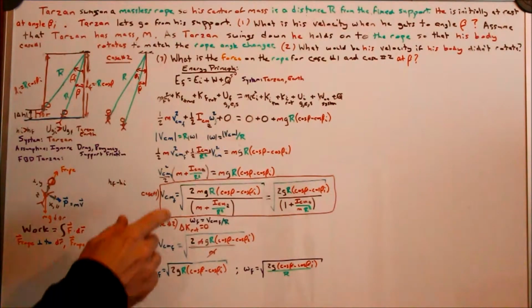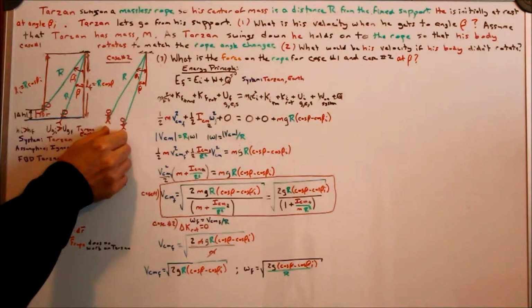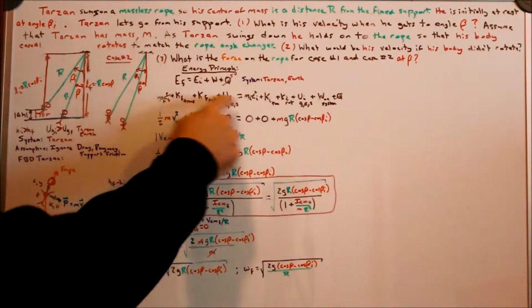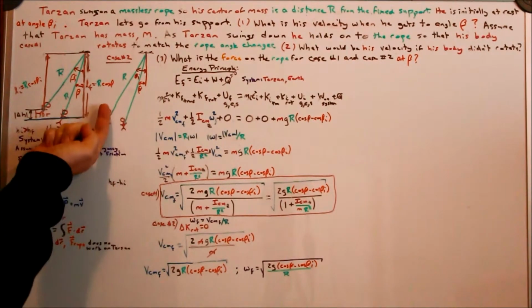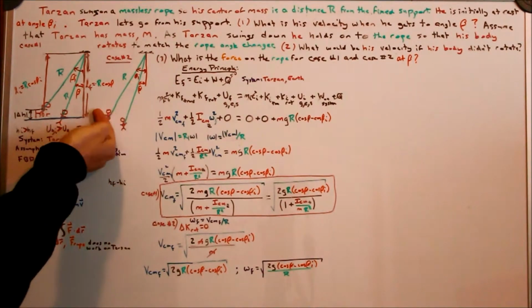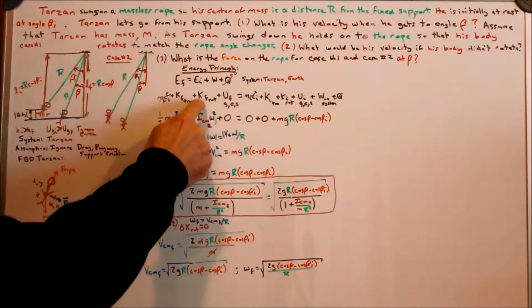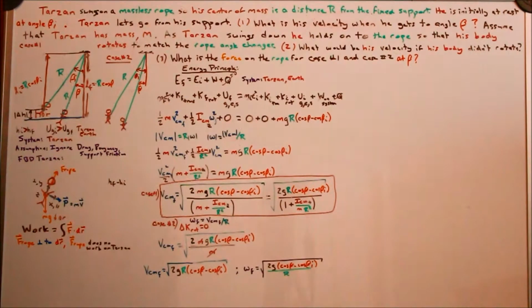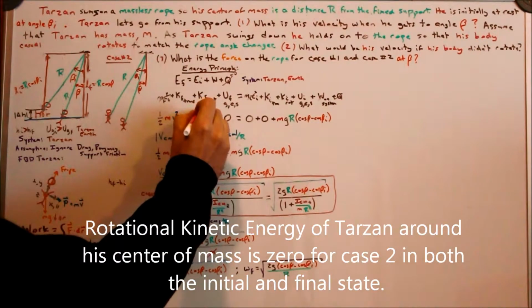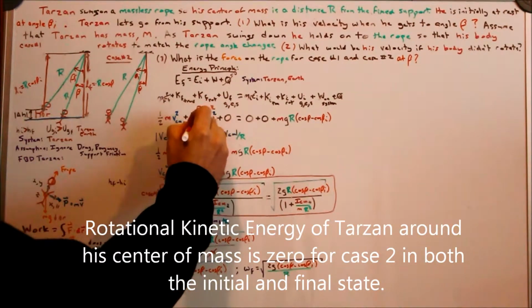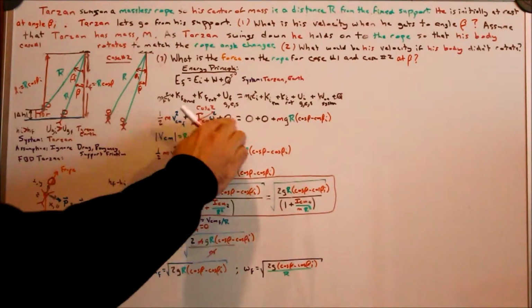Case 2 is pretty much the same concept. The only difference is that in case 2, Tarzan is not rotating about his own center of mass, so this term goes to 0. I don't have this term for case 2. So in case 2, this is 0, and we don't have that term, so it's just simply this.